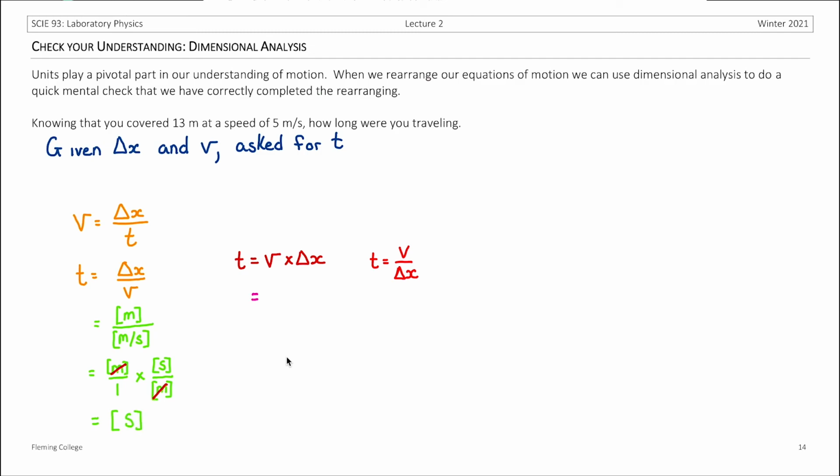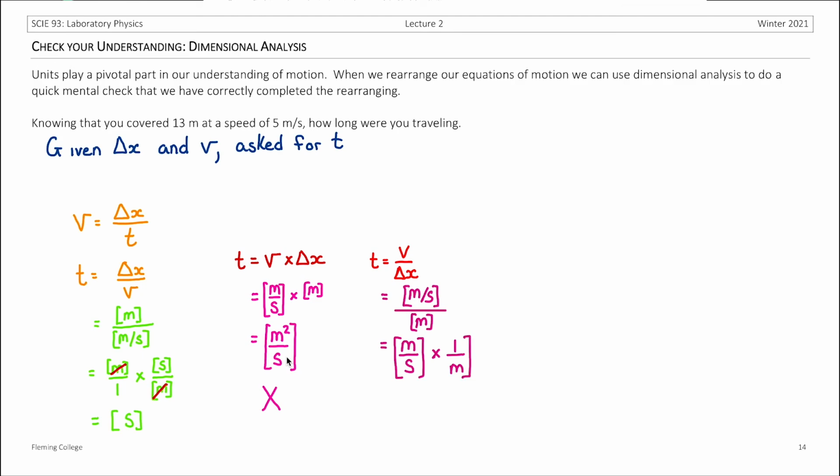Let's look at the first incorrect rearrangement. From velocity, we have meters per second, and from displacement, we have meters. When you multiply these together, we end up with meters squared per second, and we cannot measure time in those units. In the third rearrangement, we have meters per second divided by meters, which means we're going to have to take the reciprocal of meters, which gives us meters per second times 1 over meters, which simplifies to 1 divided by seconds, which is seconds raised to the negative 1. And again, this is not the correct units for time.